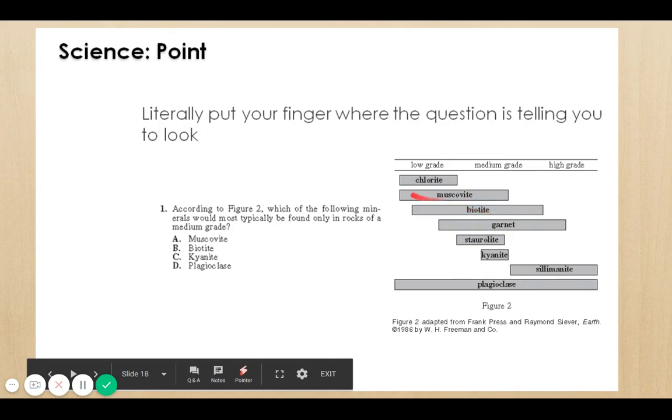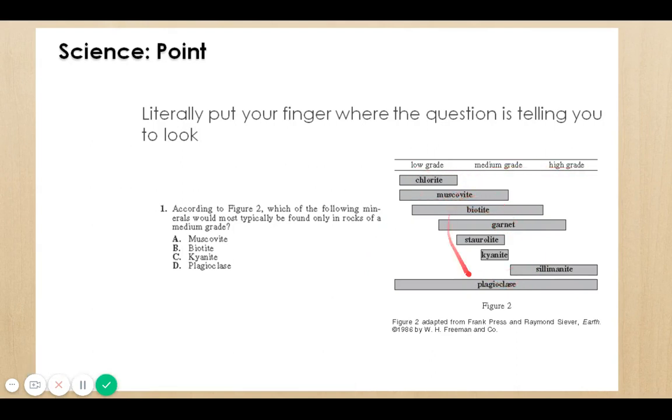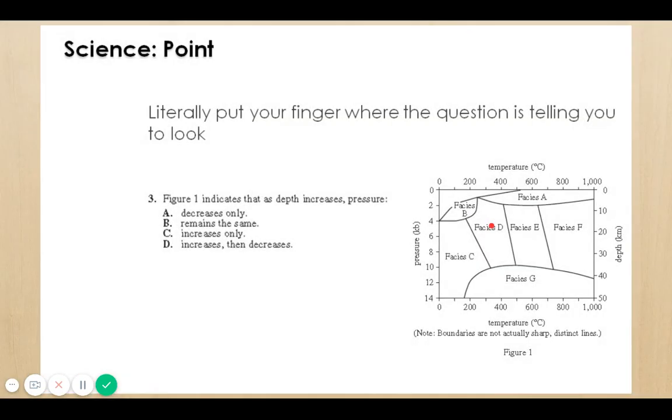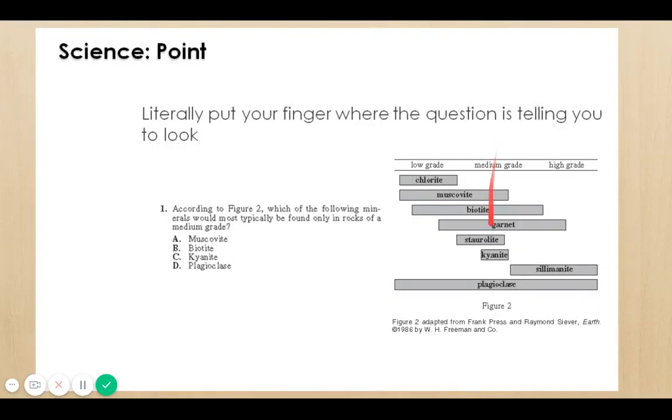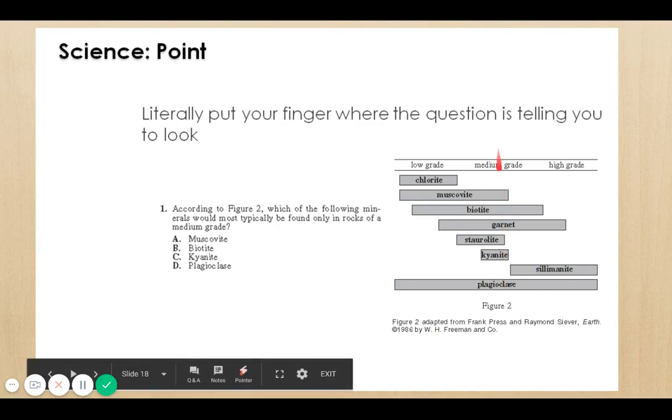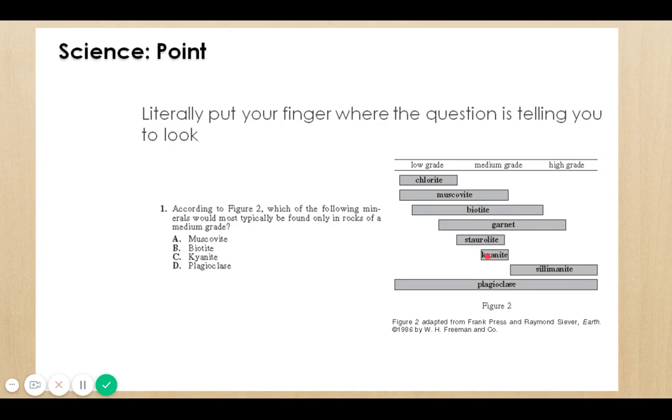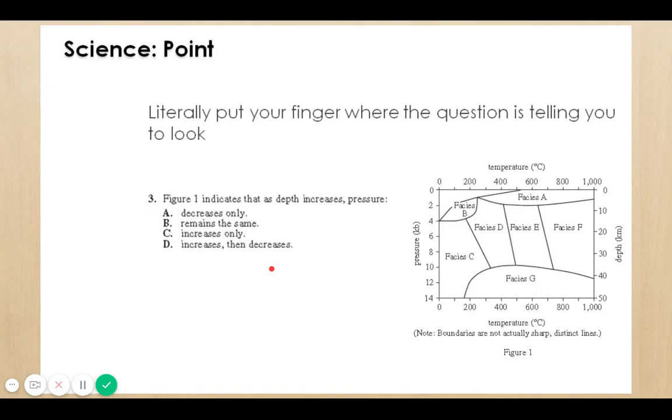So here I would start off with looking, I have low grade, medium grade, high grade, and then all these weird science words. So if I look at this, it says, according to figure 2, I would put my finger on figure 2. Which of the following minerals would most typically be found only in rocks of a medium grade? So now I'm looking at only medium grade. If it's only in medium grade, the only one that I have that's only in medium grade is right here, kyanite. So C would be the answer.